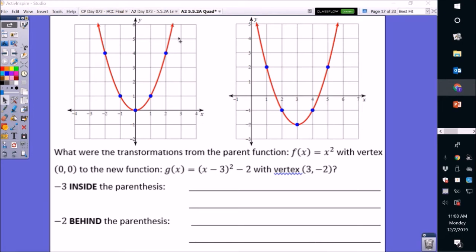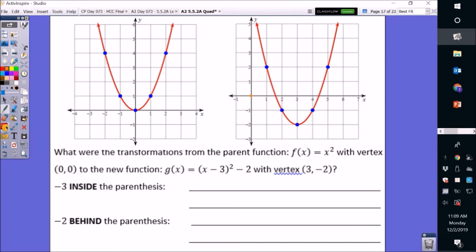So here, on the left graph, we have the parent function, and on the right graph, we have the second function, the square of x minus 3 and then minus 2, with the vertex at 3, negative 2, while the parent function is x squared with the vertex of 0, 0. So let's compare what the changes were from the parent function to the second function, g of x. If I were to plot the vertex from the left graph to the right graph, the vertex of the parent function is right here.